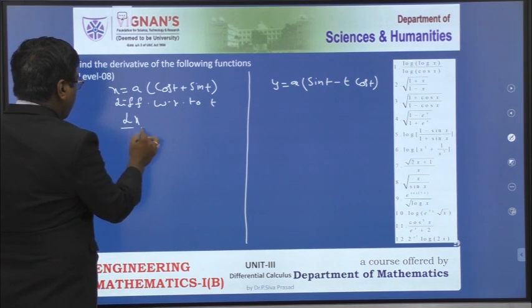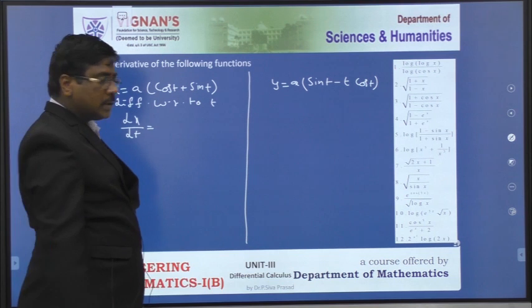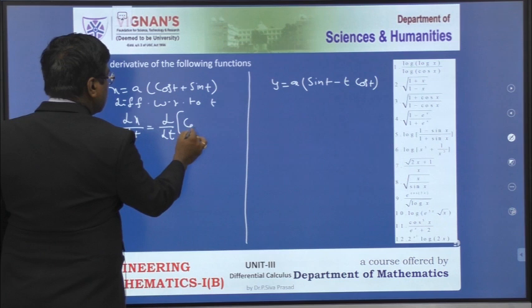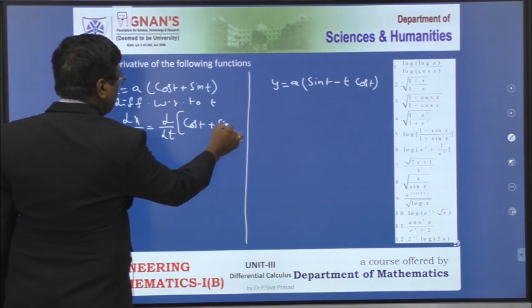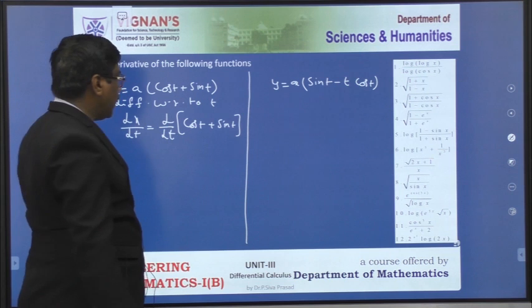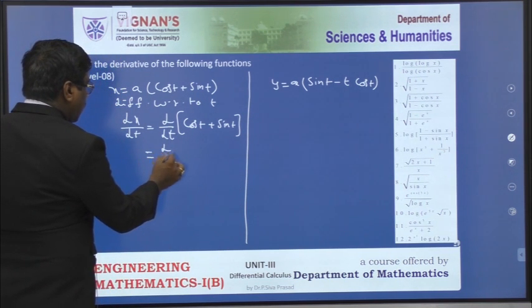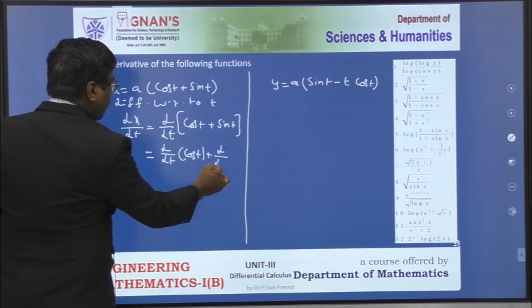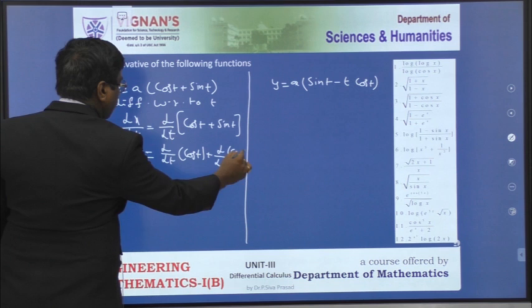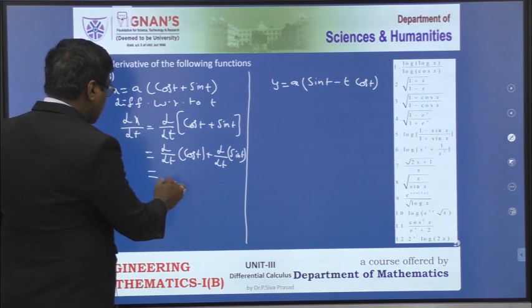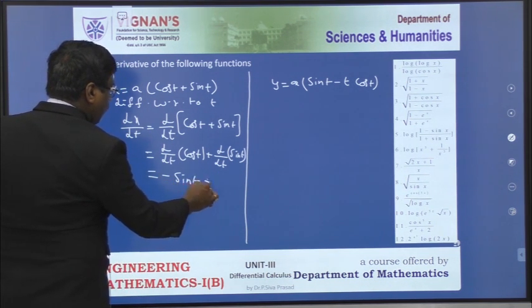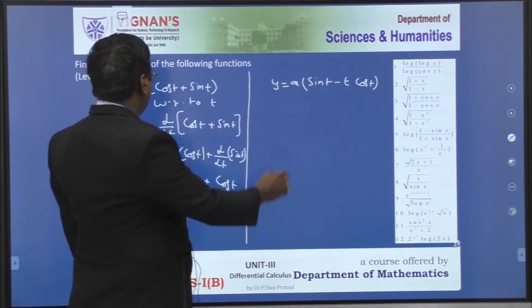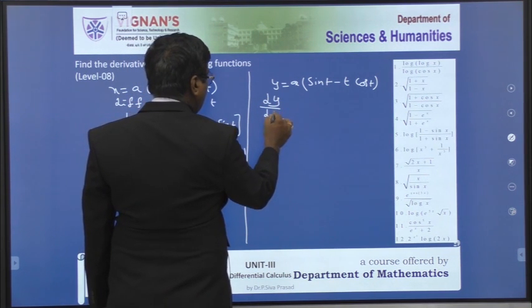Therefore dx by dt is equal to d by dt of a into cos t plus t sin t. Then this is a into d by dt of cos t plus d by dt of t sin t. What is the derivative of cos t? That is minus sin t. The derivative of sin t is cos t. In a similar way, differentiate y with respect to t.